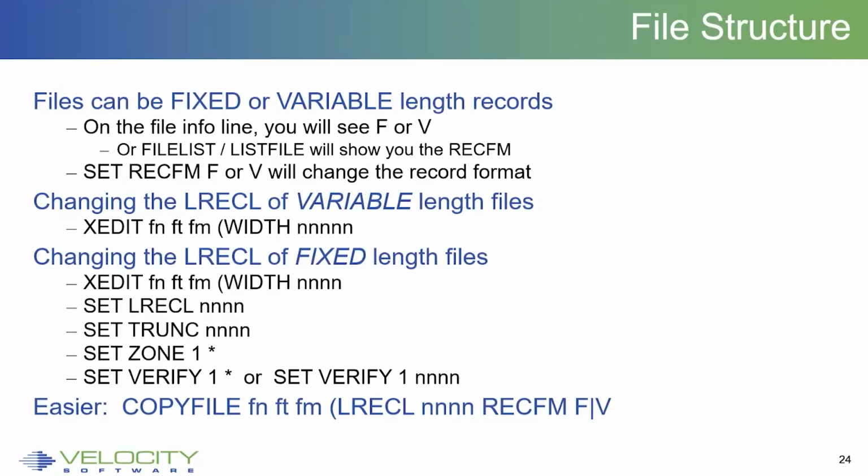Or, much easier, use copy file, file name, file type, file mode, then the option LRECL, whatever record length you want, and then the record format of fixed or record format V for variable. And the copy file will happily change a fixed length file for you with just that one command.